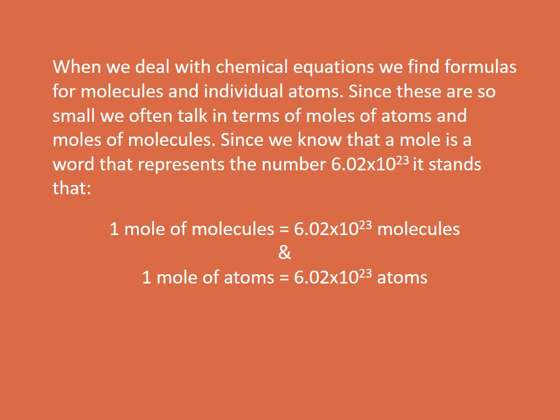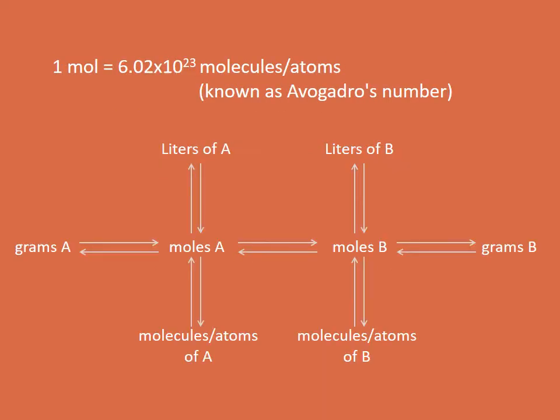When we deal with chemical equations, we find formulas for molecules and individual atoms. Since these are so small, we often talk in terms of moles of atoms and moles of molecules. Since we know that a mole is a word that represents the number 6.02 times 10 to the 23, it stands that 1 mole of molecules equals 6.02 times 10 to the 23 molecules, and that 1 mole of atoms represents 6.02 times 10 to the 23 atoms. So 1 mole equals 6.02 times 10 to the 23. And that's known as Avogadro's number.